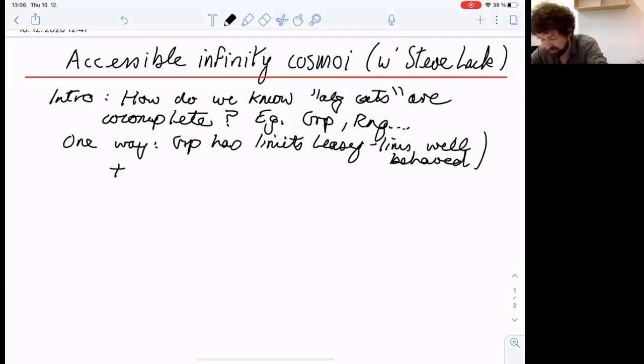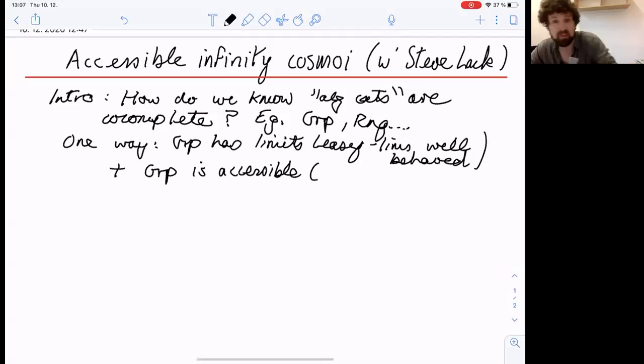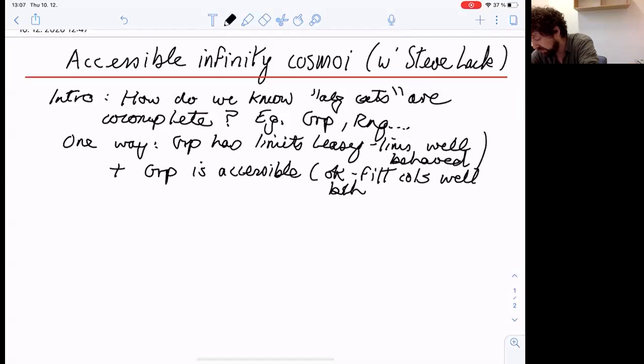And we can add to that the fact that the category of groups is accessible. This is also okay, at least. Can people hear me okay? Good. And why is it okay? It's okay because filtered colimits are also well behaved, though that's a bit of an exaggeration. There's still some work to do to show accessibility.